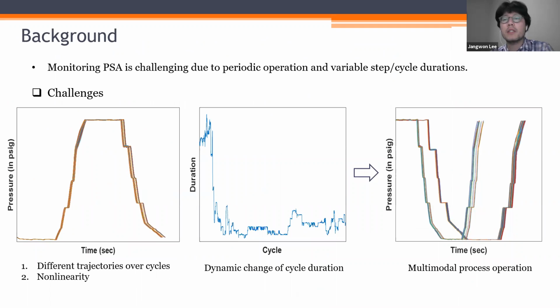Although the PSA process has been widely used in many industries, process monitoring has received little attention. This is because there are many challenges in periodic processes. First, the cycles have different trajectories. They do not exactly overlap each other. Also, the process is highly nonlinear. The cycle duration changes from cycle to cycle, which results in multimodal process operation. These characteristics pose challenges to conventional multivariate statistical process monitoring methods.